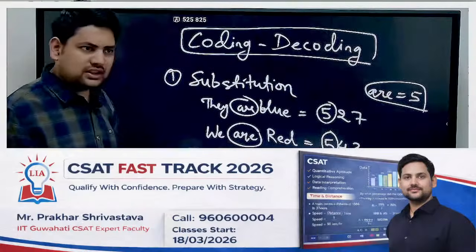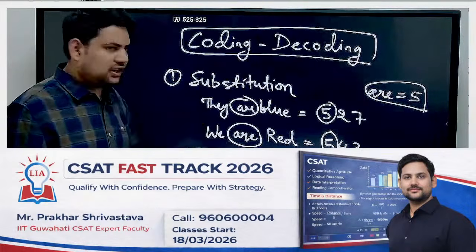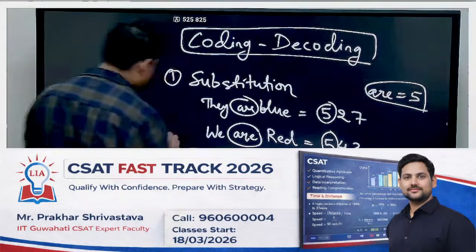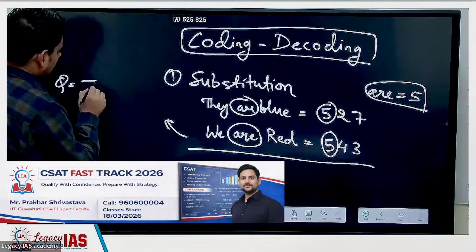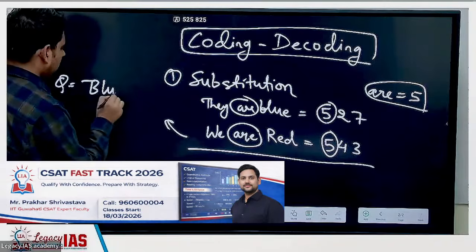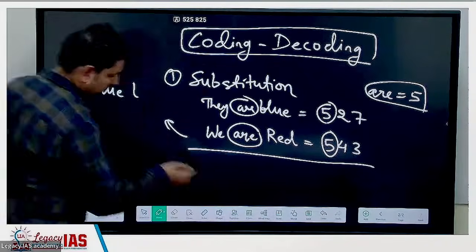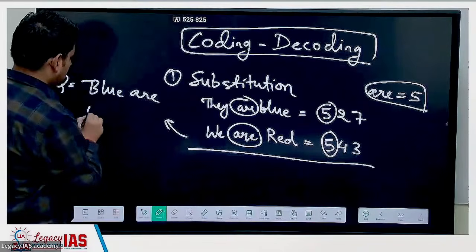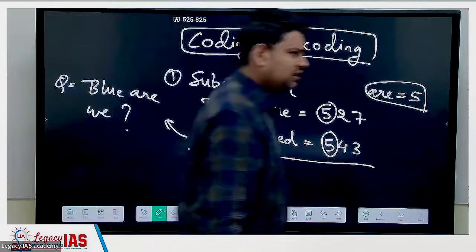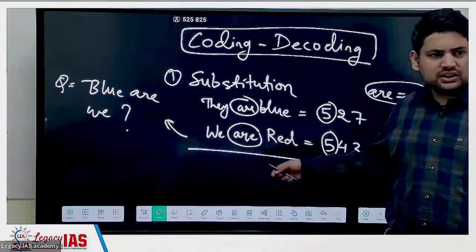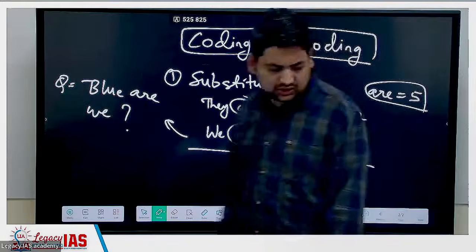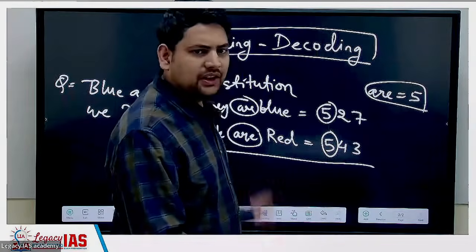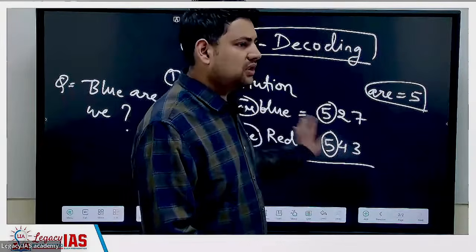Similarly, if I give you more sentences, you will be able to identify what each word is written as. Then eventually they'll ask you some question like, blue RV would be written like what? So you will have to identify with more sentences. Every word you will be able to identify corresponds to which word. Then you just replace it. These are mostly the questions in substitution. Just identify some pattern, just correlate.